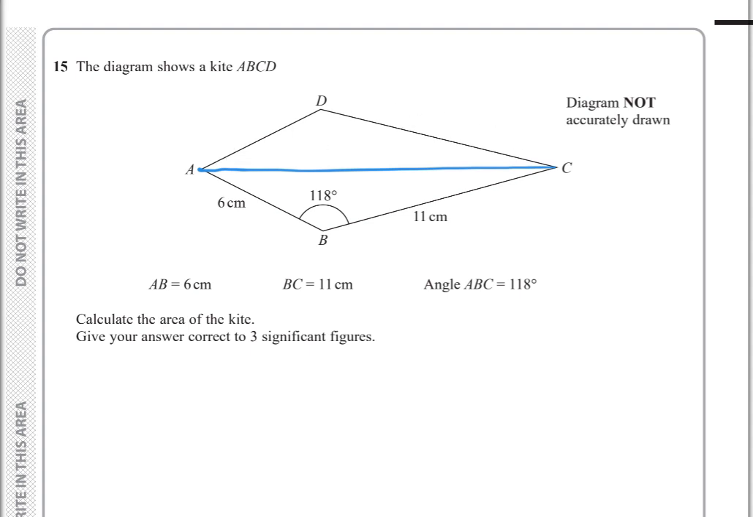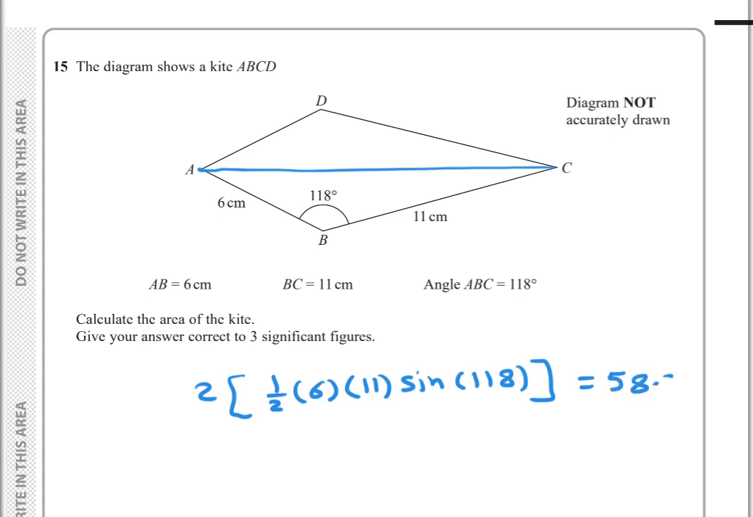So the area of the triangle is half times 6 times 11 times sine of the angle in between, so sine 118. So this is the area of the triangle. So the area of the kite, multiply by 2, equals 58.3 centimeters squared to 3 significant figures.